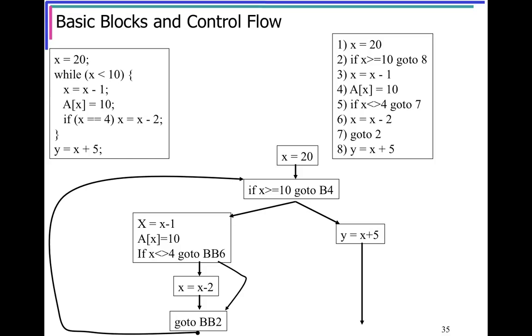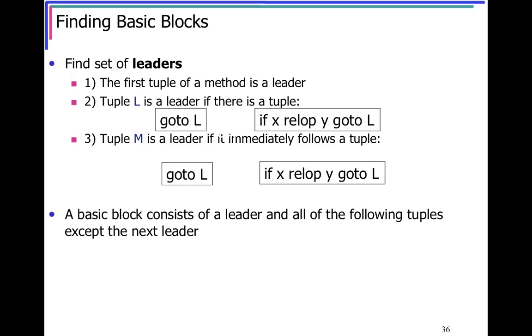So let's look at the algorithm and how we develop basic blocks. It's really very simple. There are 3 rules. The goal of the rules is to find leaders. These are going to be the first instruction of a basic block. The leaders in a function are the instructions that start a basic block. So there are 3 ways to find leaders. The first one's the easiest. The first instruction of a method is a leader.